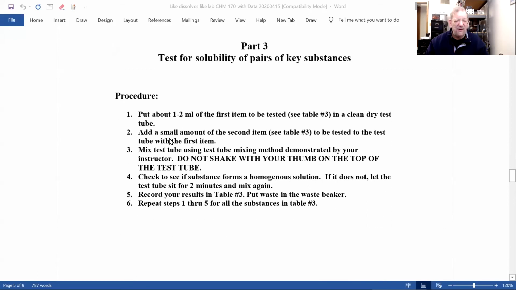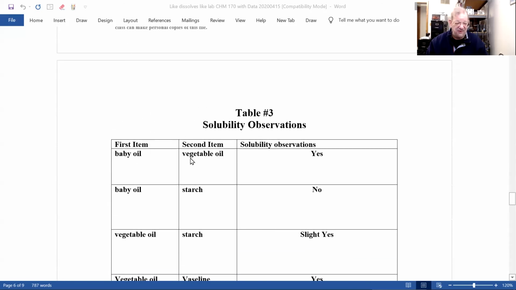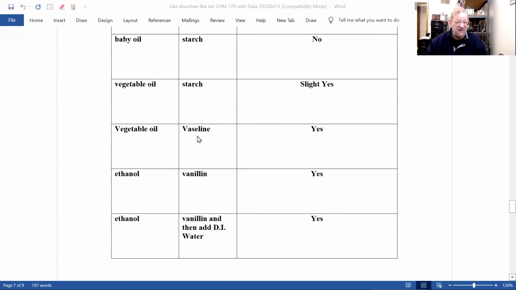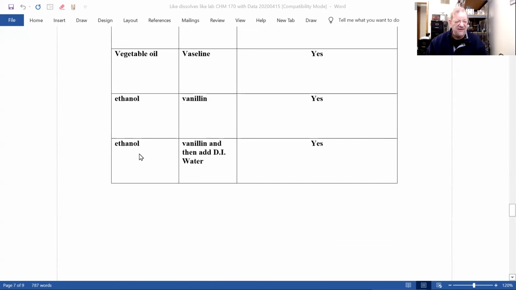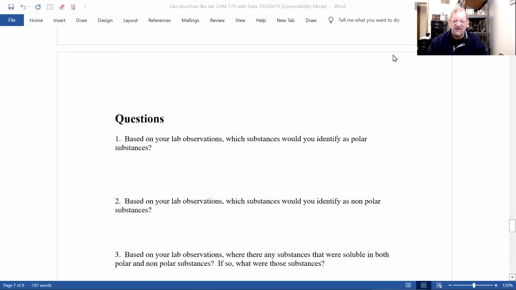All right. Now, in part 3, to have students have some fun, I have the same thing, except we're going to mix 2 different items together, and you're going to see what happens. Those items are baby oil and vegetable oil, baby oil and starch, vegetable oil and starch, vegetable oil and Vaseline, ethanol and vanillin, ethanol, vanillin, and then add some water. And here's the results. You don't have to do it. Thank you, Dr. White. Well, not really thank you. You're missing out on a good thing because of the situation with the virus. And then I have questions at the end.